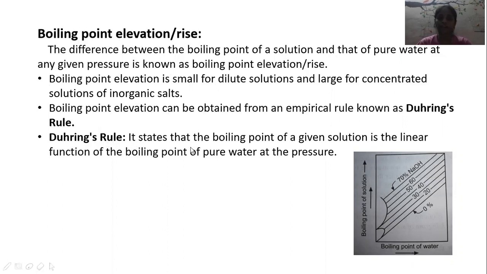It states that the boiling point of a given solution is a linear function of the boiling point of pure water at the same pressure. So as in the figure, we can see that when the boiling point of the solution is plotted against the boiling point of water, the result obtained is a straight line. It is shown for NaOH solution. We can see it for different solutions as well.